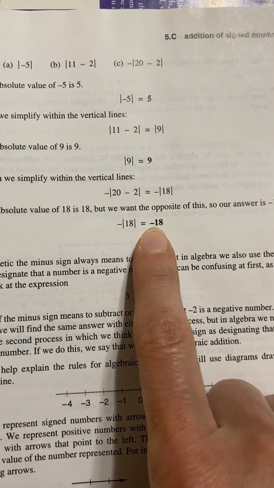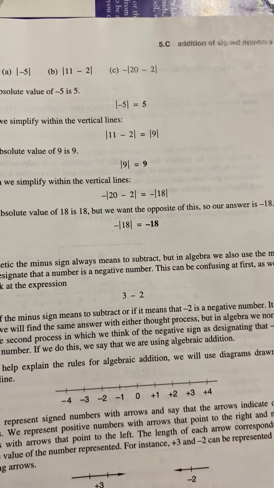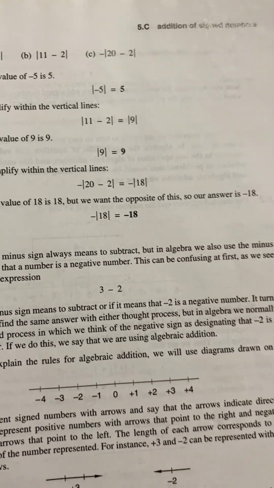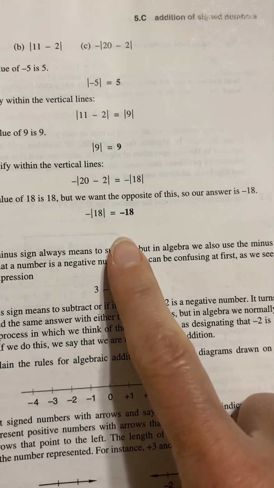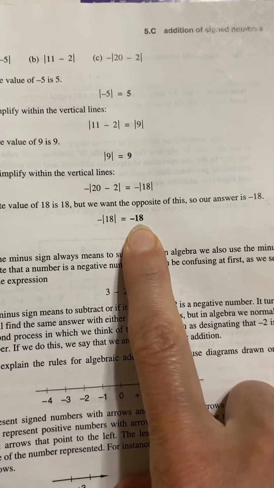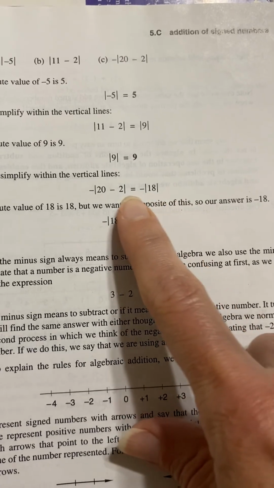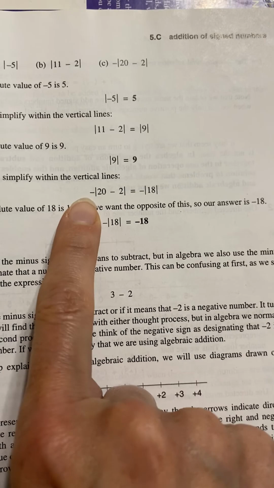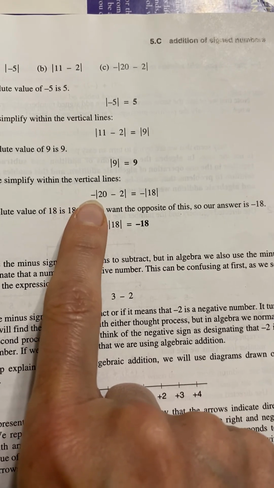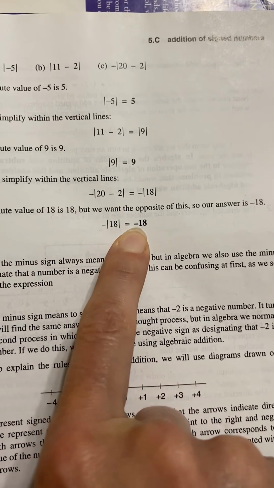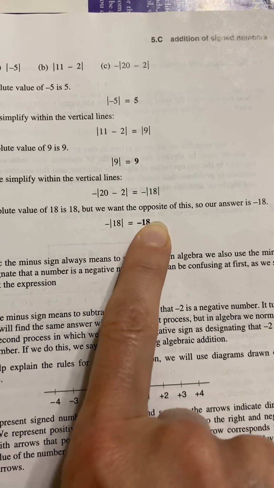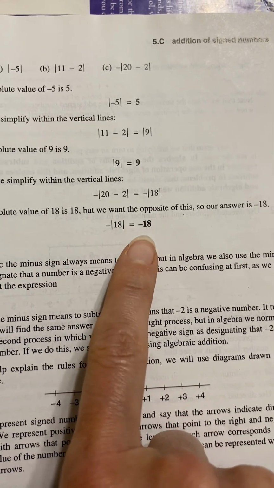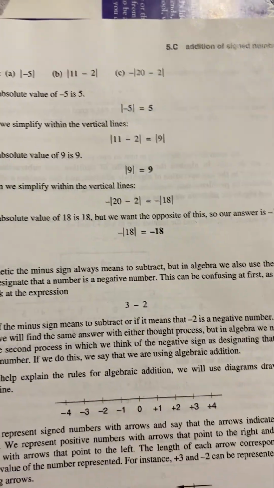You have to bring it over here. It's kind of like saying negative 1 times positive 18, and negative 1 times positive 18 would be negative 18. So even though it started out in the absolute value here as 18, because the negative sign is here, you have to keep it in your answer. Okay, so this is not going to be a positive number. It's going to be a negative number.